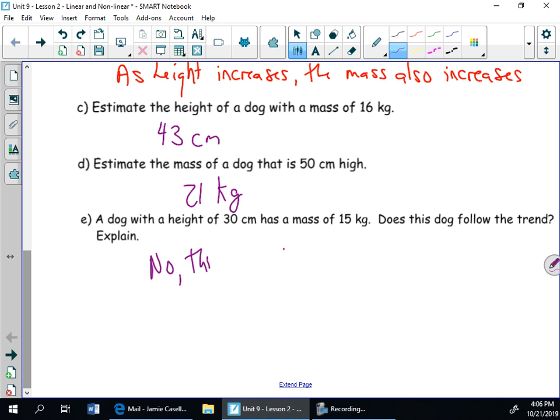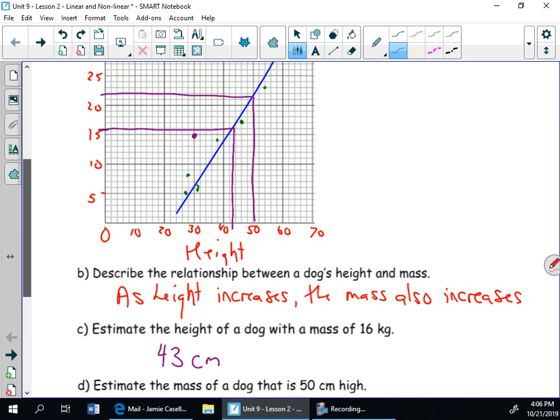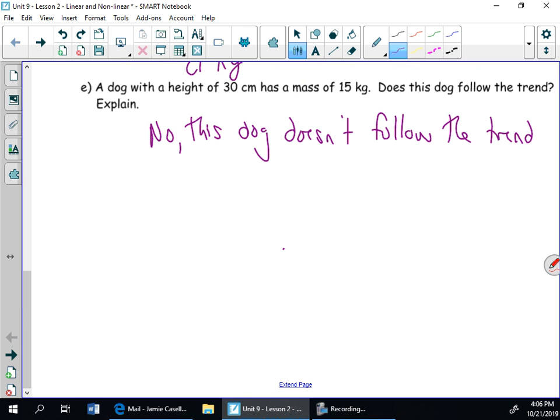I would say no, this dog doesn't follow the trend. In fact, if I were comparing him to normal, he's supposed to be down around here, right? He seems much heavier. He's almost 12 kilograms heavier than he should be.